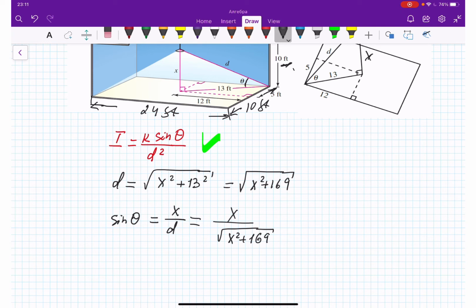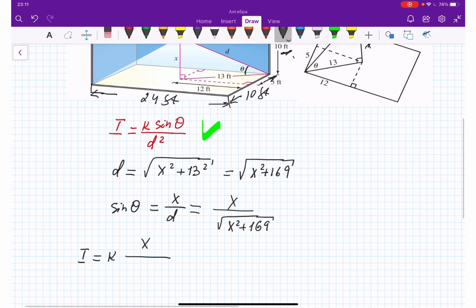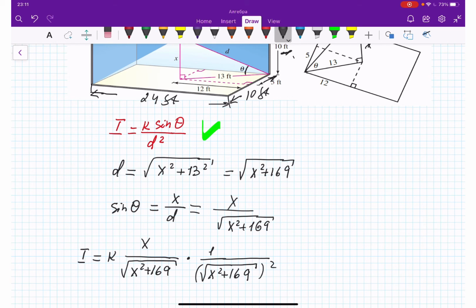Okay? So I is equal to k times sine theta. I'm expressing sine theta as x over the square root of x squared plus 169, and divided by d squared, which is going to be 1 over x squared plus 169 to the power 2. Yes?